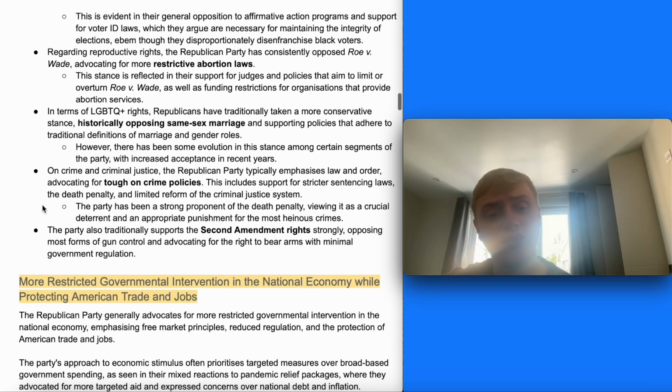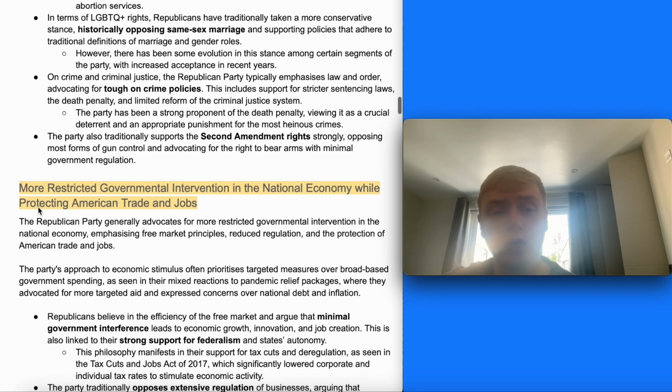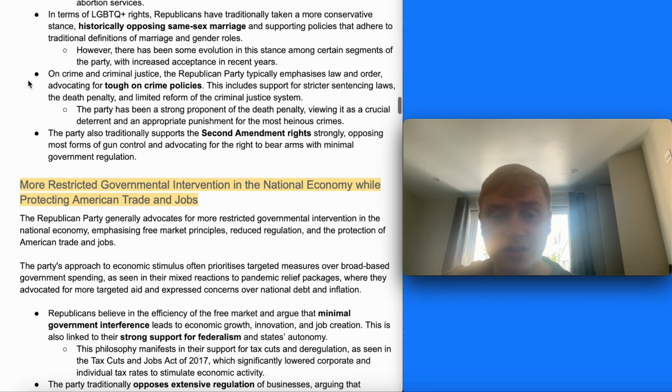On crime and criminal justice, the party typically emphasises law and order, advocating for tough on-crime policies, including support for stricter sentencing laws, the death penalty, and limited reform of the criminal justice system. And the party also strongly supports Second Amendment rights, opposing most forms of gun control and advocating for the right to bear arms with minimal government regulation.